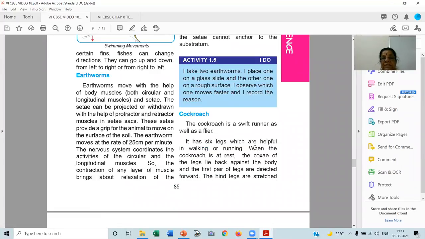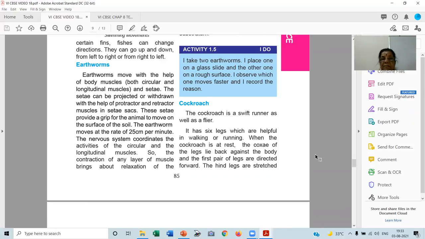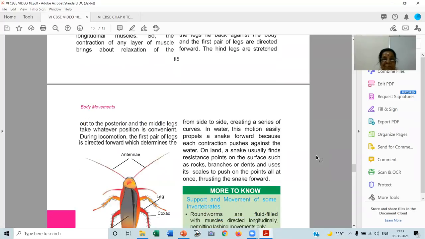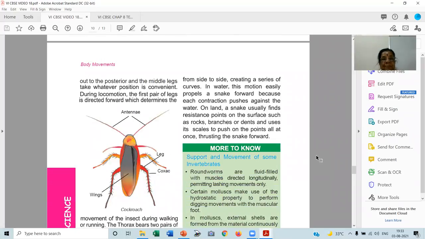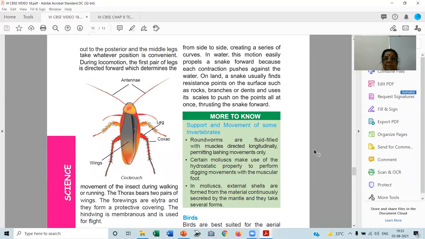Then the cockroach, it has six legs, which are helpful in walking or running. Six legs means three pairs of legs present on the thoracic region. Then the movement in cockroach. Simply understand, three pairs of legs and two pairs of wings. I hope you follow. Then other lower organisms, roundworms are fluid filled with muscles.